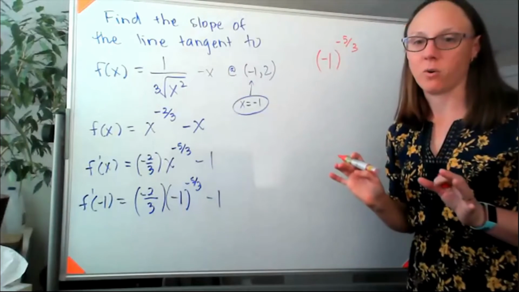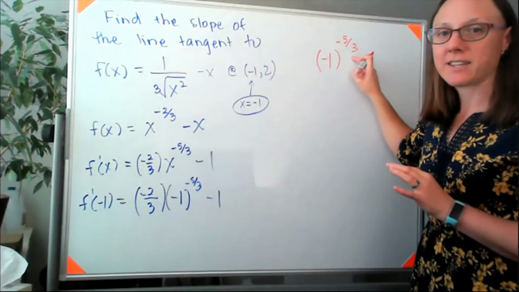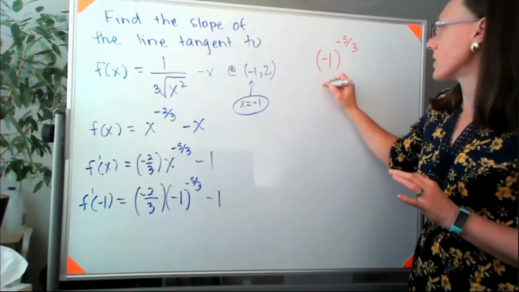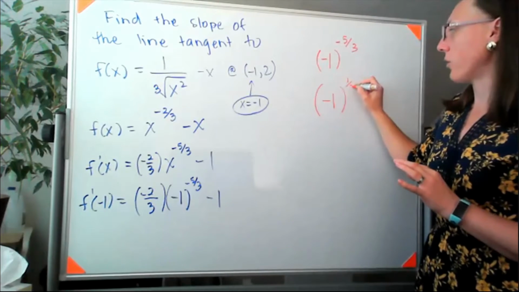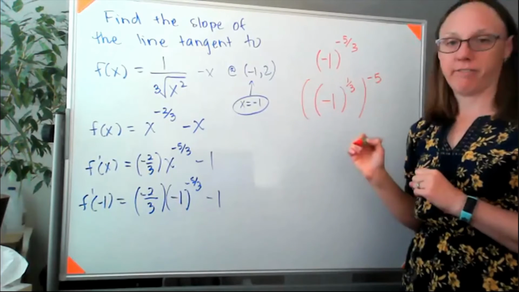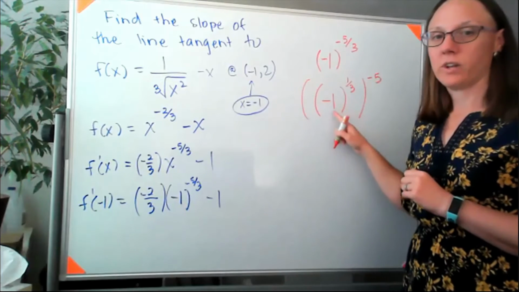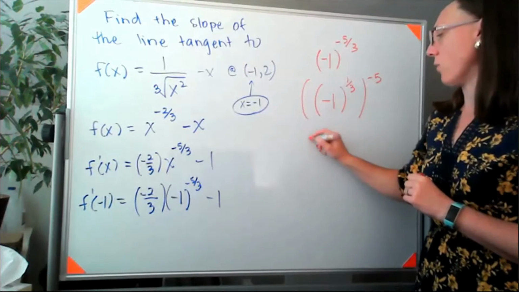There's all kinds of stuff going on in there. The first thing that I'll take care of is to separate this out to be negative 1 to the 1/3 and then to the negative 5th power. Well, negative 1 to the 1/3 is asking me for the cube root of negative 1.